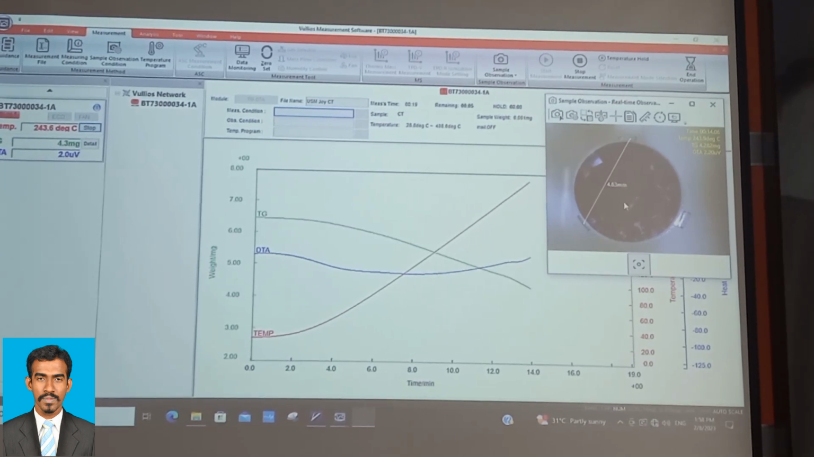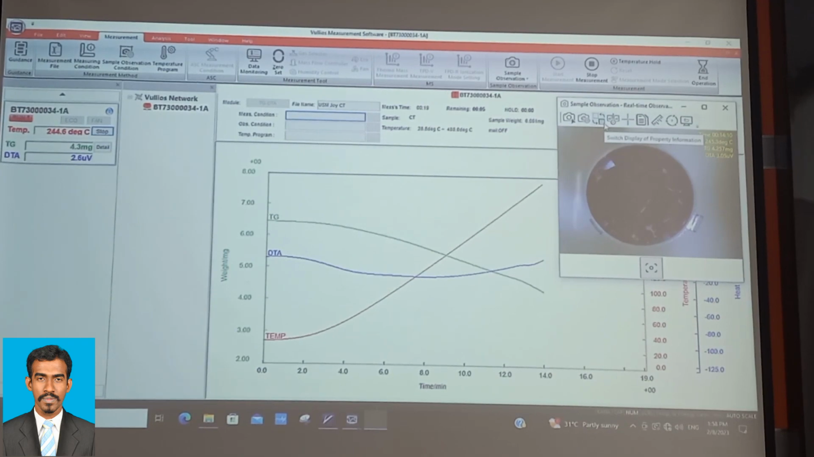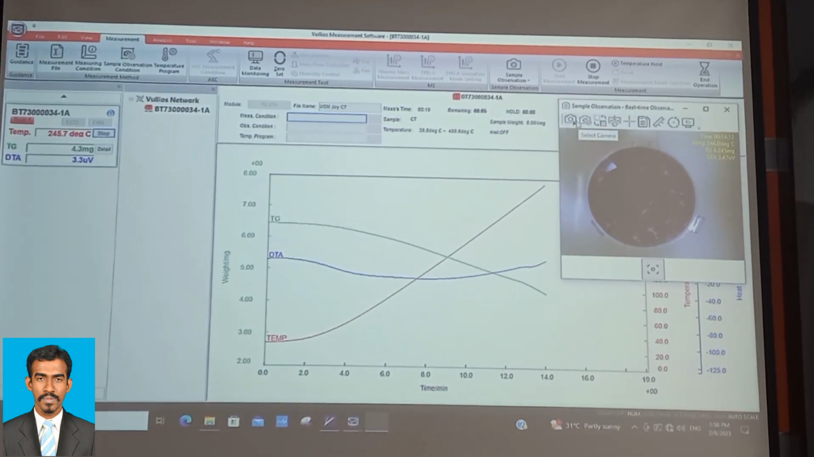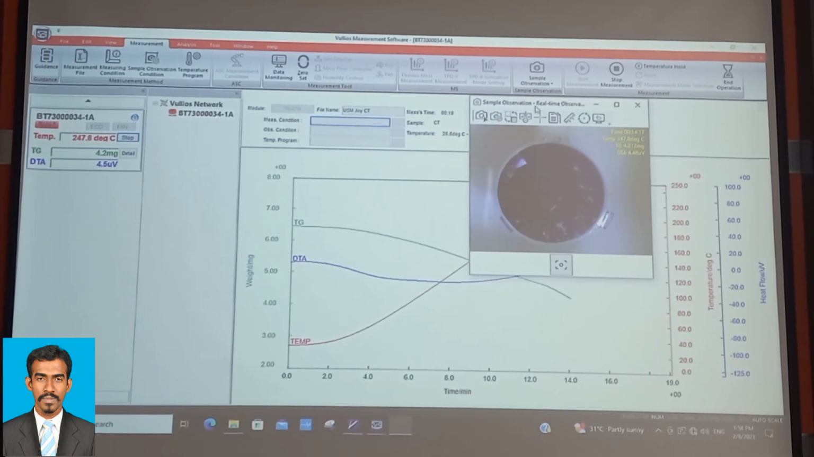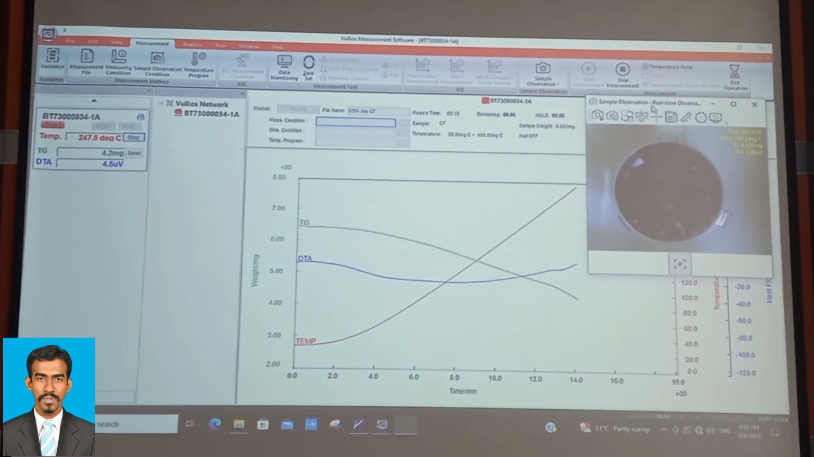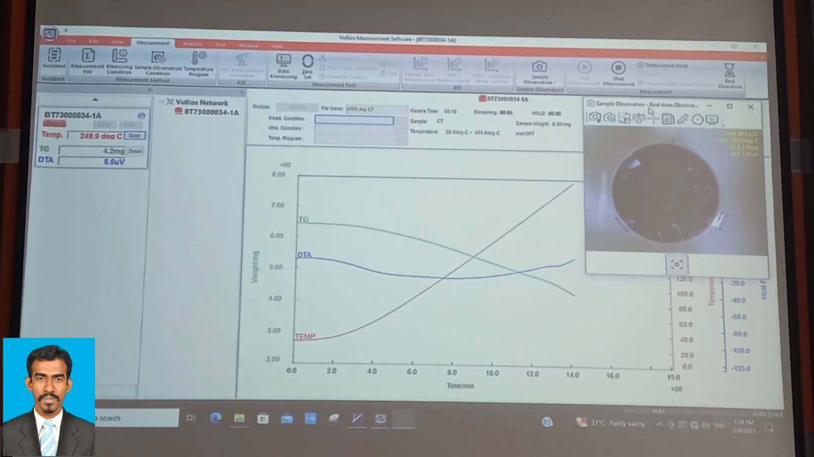Also, we can draw lines to measure the diameter of the pan or the length of the sample, or in case we need any lengths or dimensions within the sample, we can draw lines to take the measurement. In that case, the images obtained will come along with the scale on them.